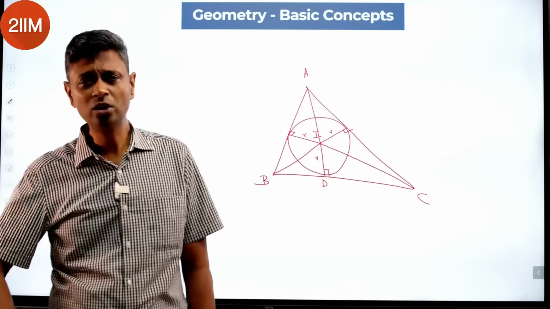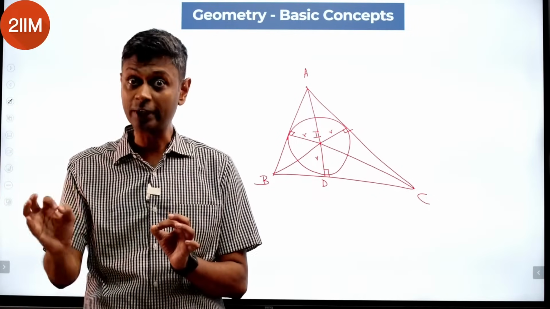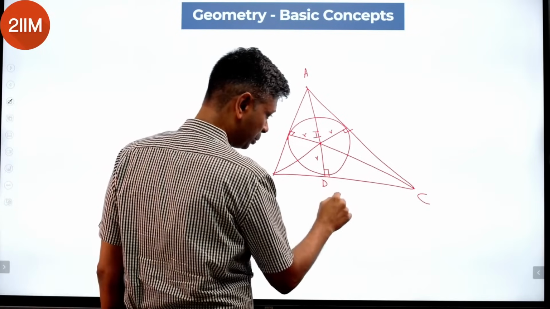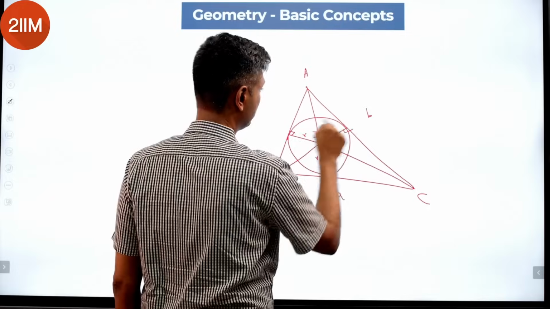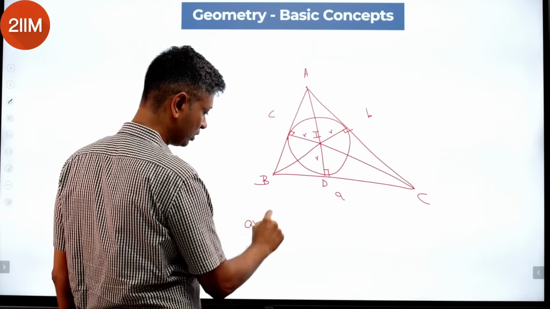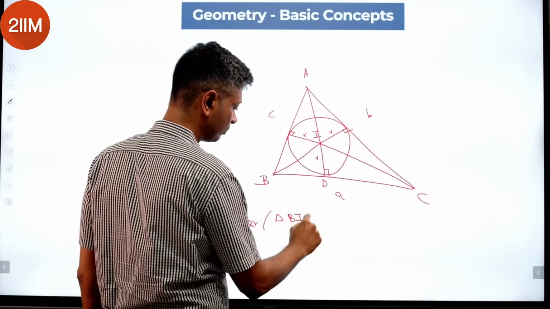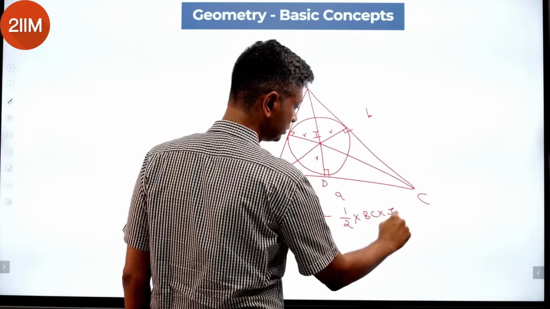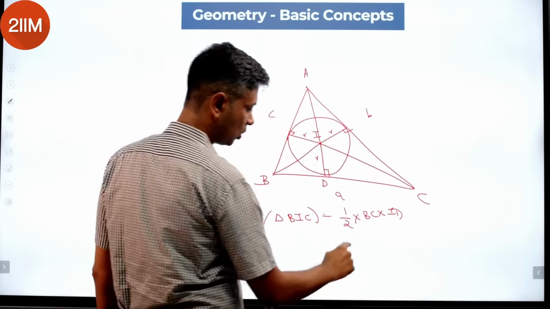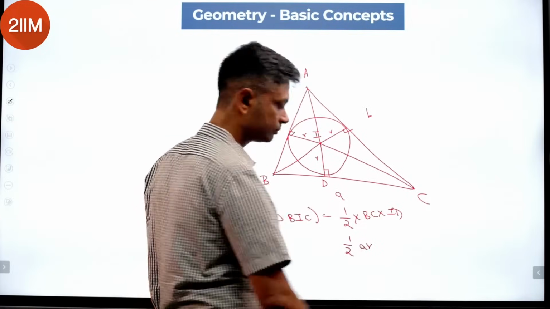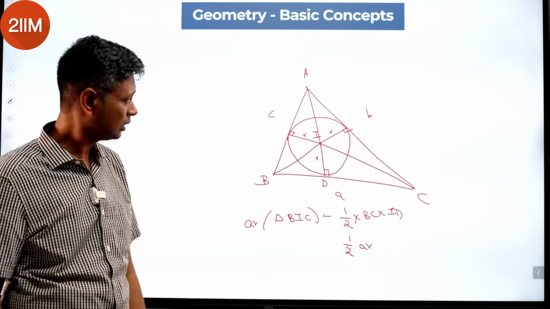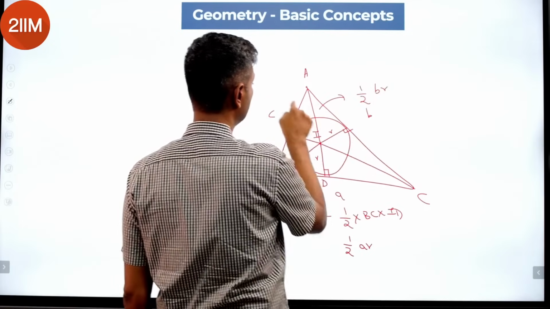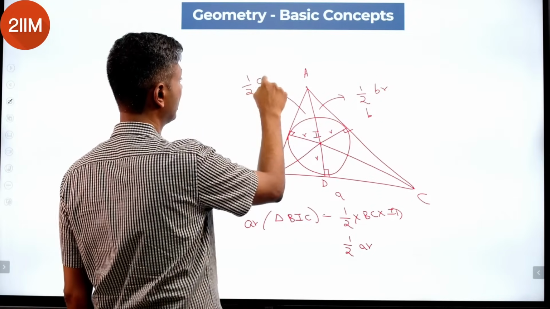Nice. So now we know area of a triangle is half into base into height. So we can say, oh, nice, interesting. If this side were A, opposite A, this were B, this were C, area of triangle BIC is half into BC into ID, half into base into height, or half A R. Right? Nice. This would be half B R. This would be half C R.